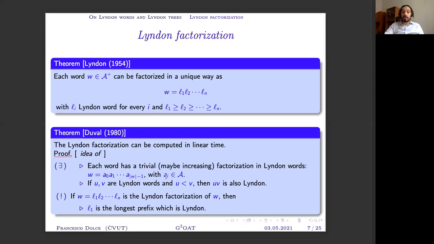And how do we prove that this algorithm stops and actually finds a unique factorization? Well, to do that, he proved that we have a condition on the first factor, and then by induction we can do the same on the rest. And this condition is exactly that the first factor is the longest prefix of the word that is also a Lyndon word. So Duval proved that you can find an algorithm satisfying these properties, the existence and uniqueness, and you can do that in linear time. I will not give you the proof, but it's actually not hard to understand.